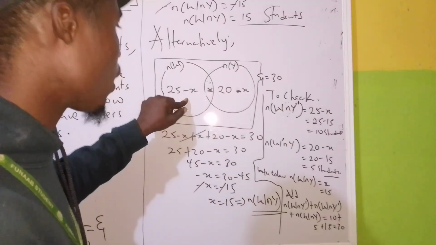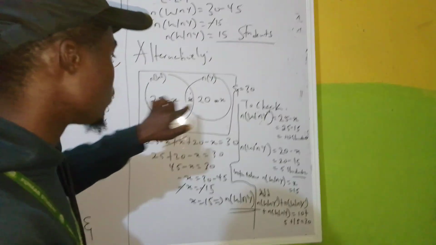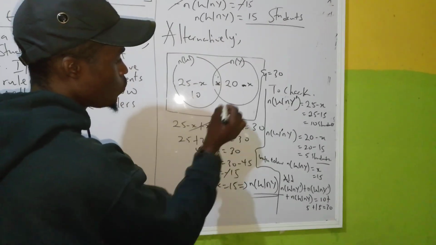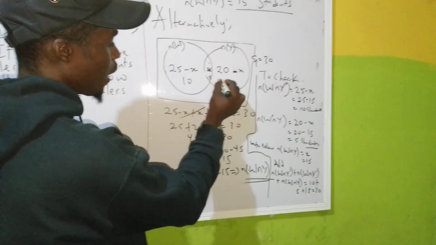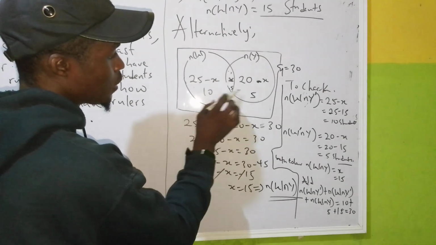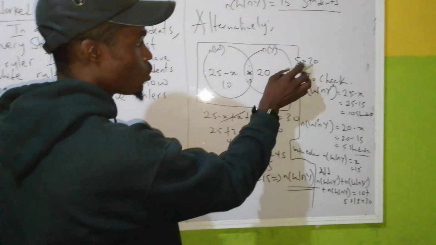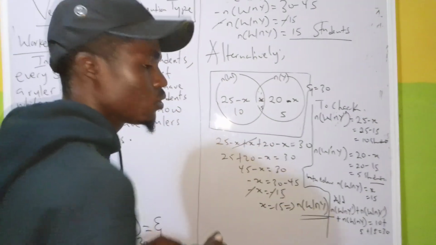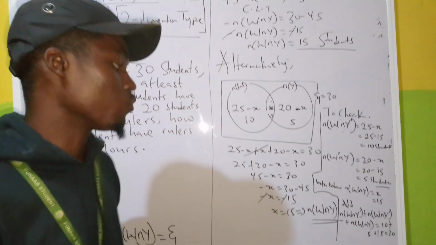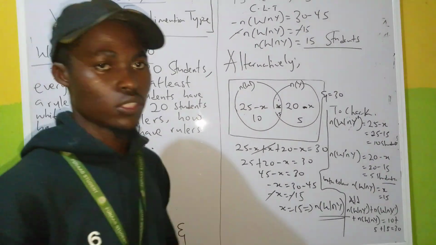So after getting the actual value here, like we got 10 here, we got 15 here, and we got 5 here, if you now add up this and this and this, you see that it must give you what you have here. Then it means your answer is correct at the end of the day. So I believe you understand this video. I'll do one more example for you to understand the concept.